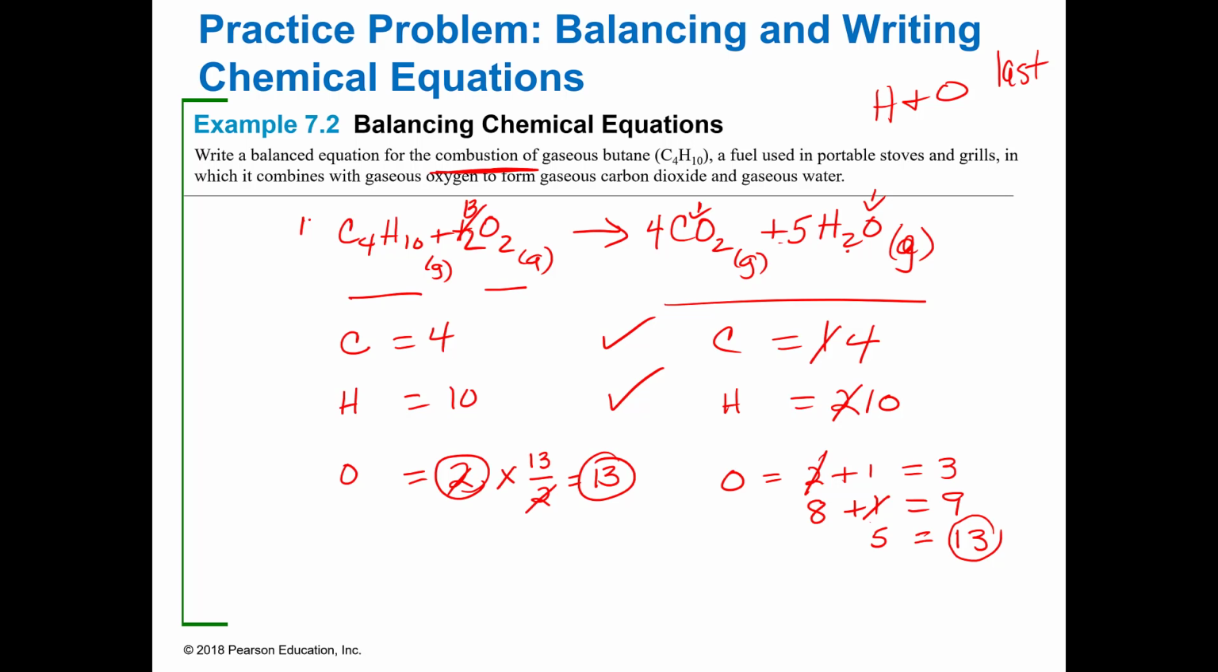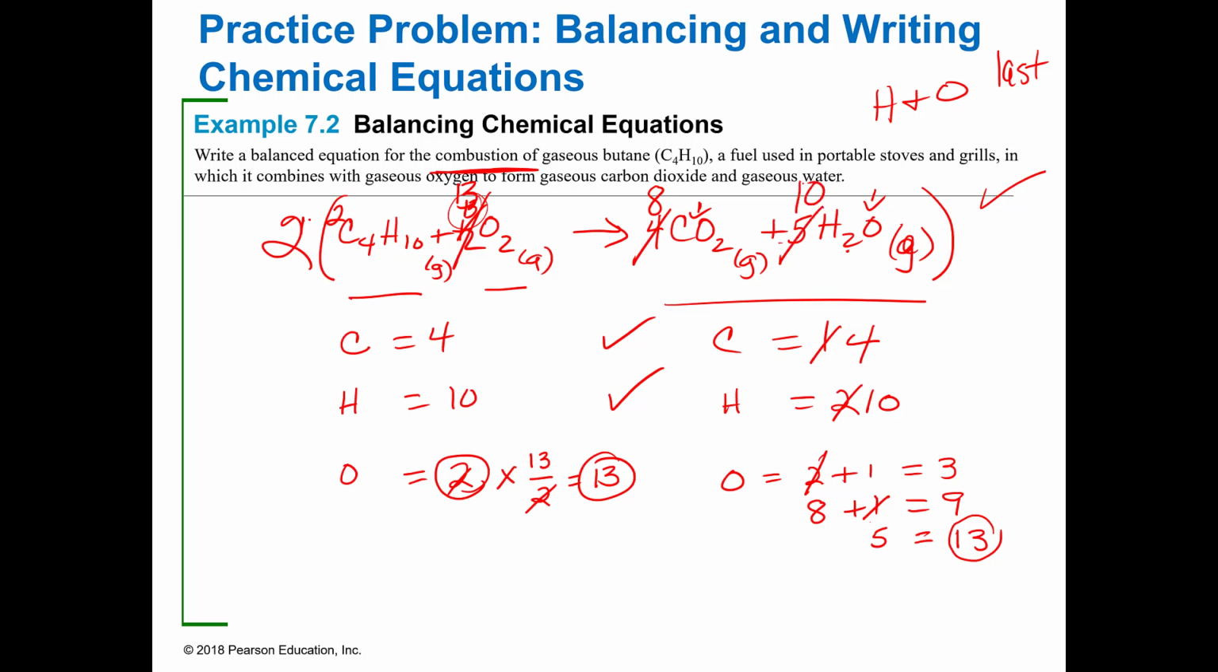So if I have a fraction like this, this is where that last step comes in. In order to get all of these numbers in my balanced equation to be whole numbers, to get rid of this 13 over 2, I'm going to have to multiply that whole thing by 2. So that will mean that I'll have 2 of those, I'll have 13 of these, I'll have 8 of those and 10 of those.